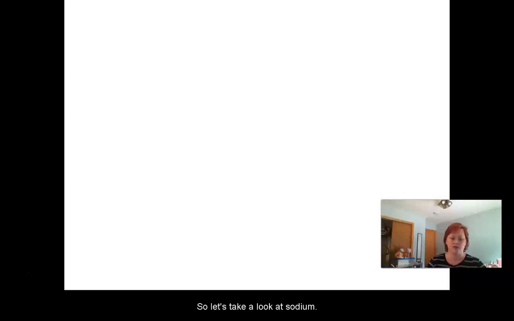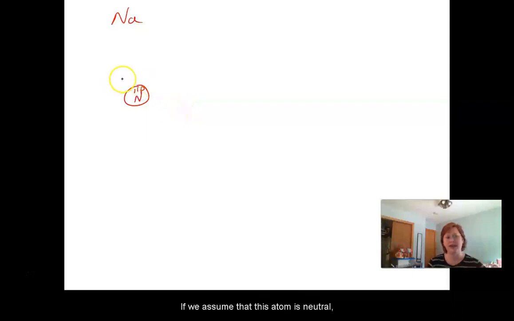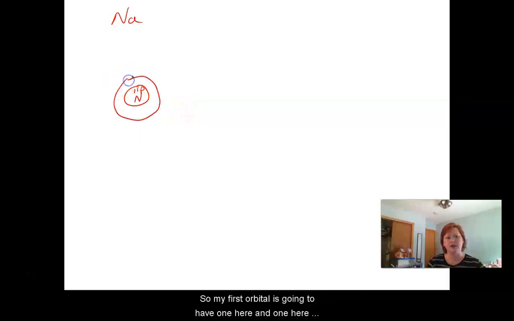So let's take a look at sodium. We said that sodium has in the nucleus 11 protons, and we know that there are some neutrons. If we assume that this atom is neutral, then we're going to have 11 electrons. So my first orbital is going to have 1 here and 1 here. Since they're both negative, they want to stay away from each other. My second orbital can hold a maximum of 8.